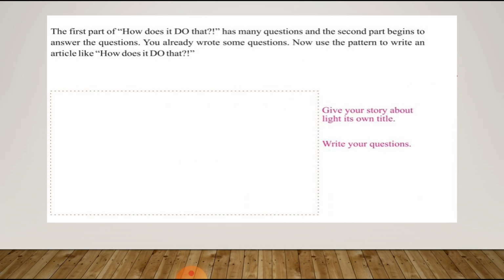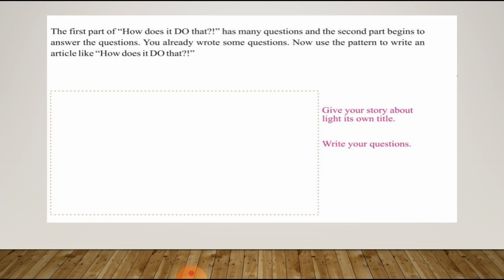See, in the first part we discussed many questions that arise in our mind, how electrical appliances work, and the second part begins the answer, and we got the answer to all the questions. You have already written some questions, and we wrote a few questions. Now use a pattern to write an article, How Does It Do That, and now we will discuss how all these things do that.